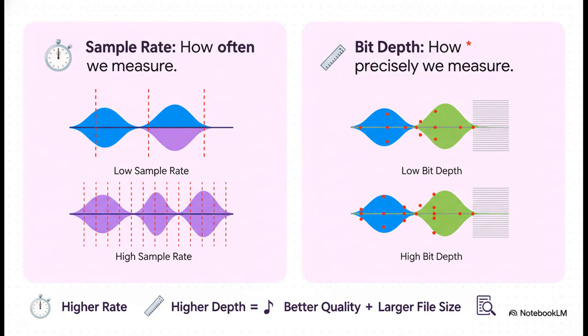And two things determine the quality here. The sample rate is how often you measure the wave. A music CD, for example, takes over 44,000 samples every second. The bit depth is how precisely you measure it, how many bits you use for each sample. More bits gives you a better range between quiet and loud sounds. And, just like with images, a higher sample rate and a higher bit depth both mean better quality, but, you guessed it, a larger file size.